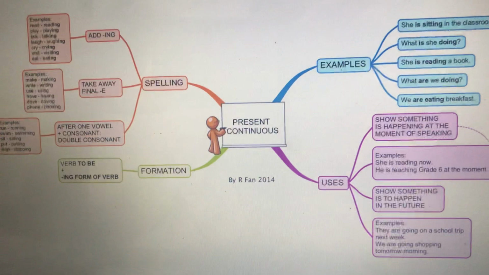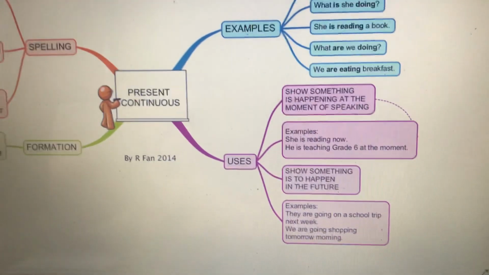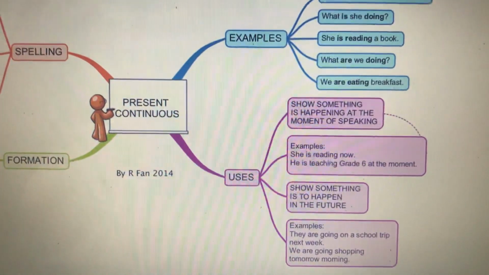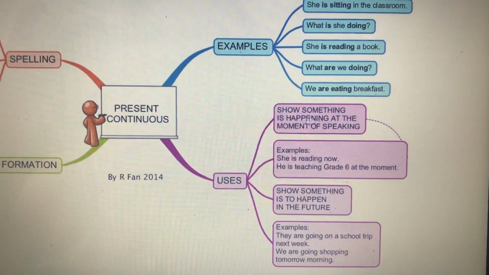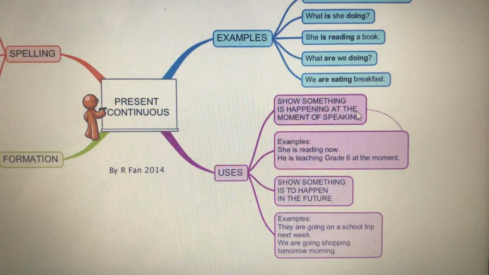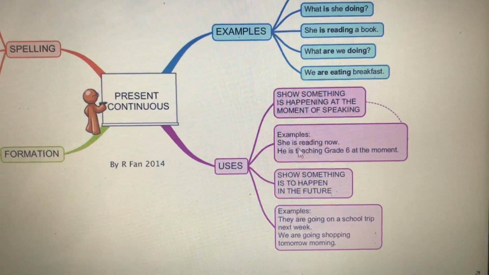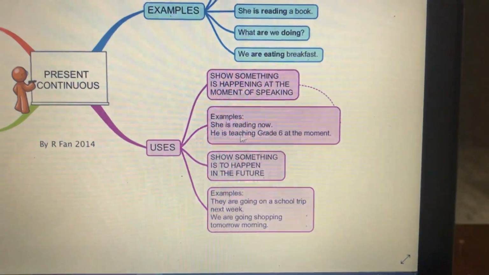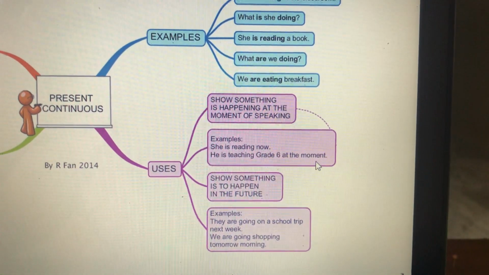So the first thing we're going to talk about is the uses, and here we have a couple of uses. Number one, show something is happening at the moment of speaking, and examples regarding it. She is reading now. He is teaching grade 6 at the moment.